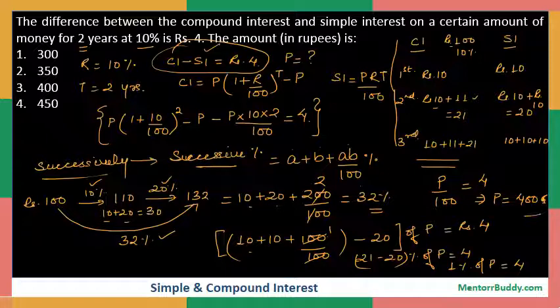As we know, compound interest is successive percentage. Therefore, I wrote it as 10 plus 10 plus 10 into 10 upon 100, minus simple interest, which is not successive. Therefore, it is 10 plus 10, 20. So this becomes 21 minus 20% of principal is equal to 4, which becomes 1% of principal is equal to rupees 4, which is P by 100 is equal to 4, and thus P is equal to 400 rupees. That is option number 3, which becomes our answer to this question.